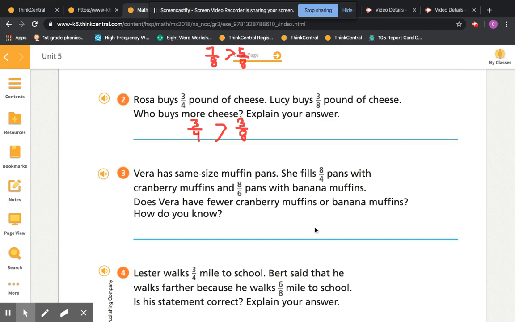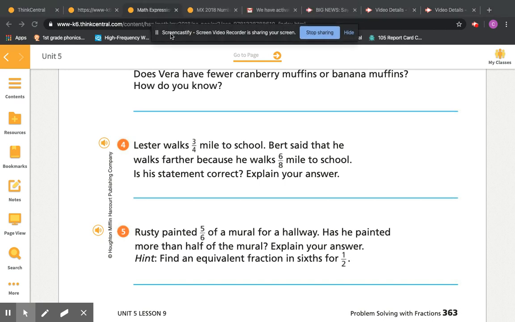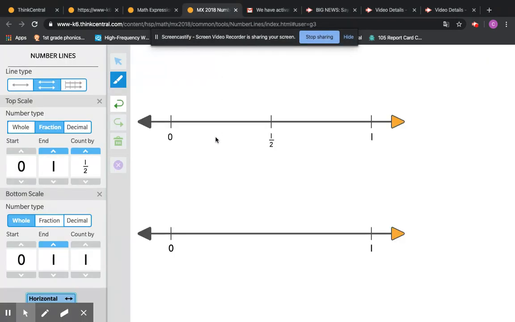Now, what's going to happen if you have a problem that has two fractions with different numerators and denominators, which means these fractions are completely different? Well, in this case, this is what you are going to do. You're going to draw two number lines. Do not look at this half because that was already there by default, okay?